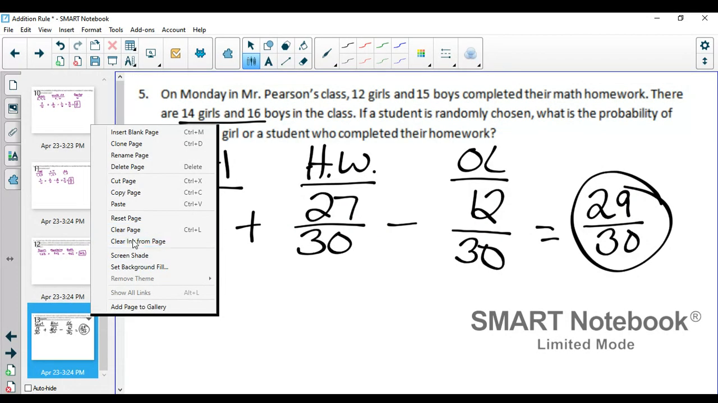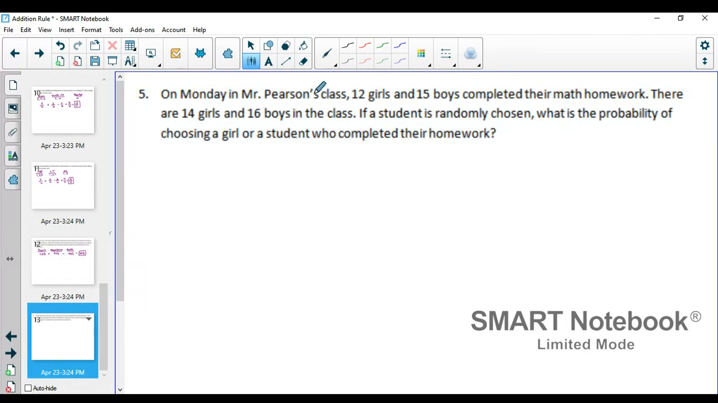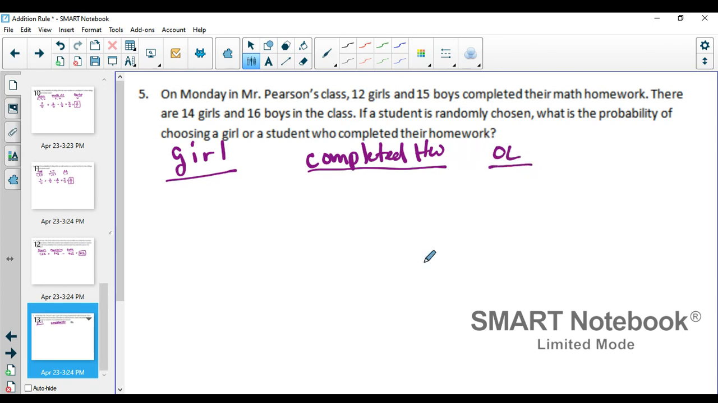All right, so the last one. On Monday, in Mr. Pearson's class, 12 girls and 15 boys completed their math homework. There are 14 girls and 16 boys in the class. If a student is randomly chosen, what is the probability of choosing a girl or a student who has completed their homework? All right. So we have girl, completed homework, and then their overlap, which is girls who have completed their homework.